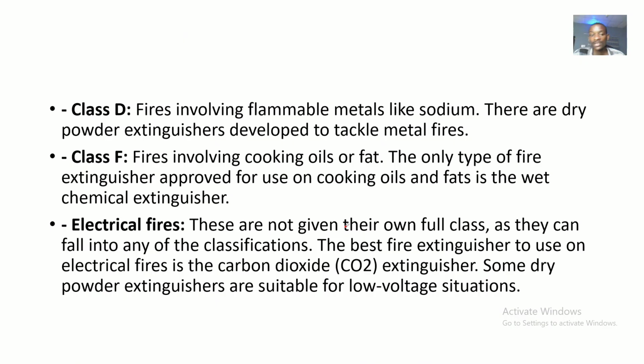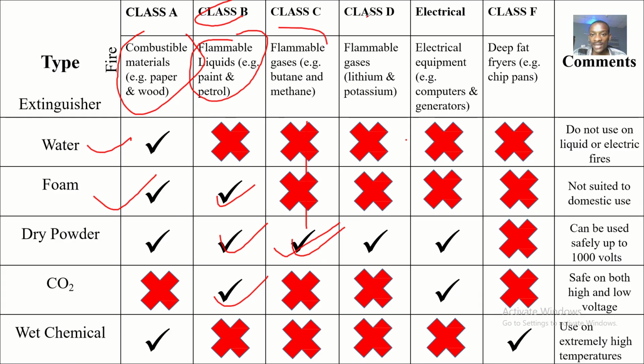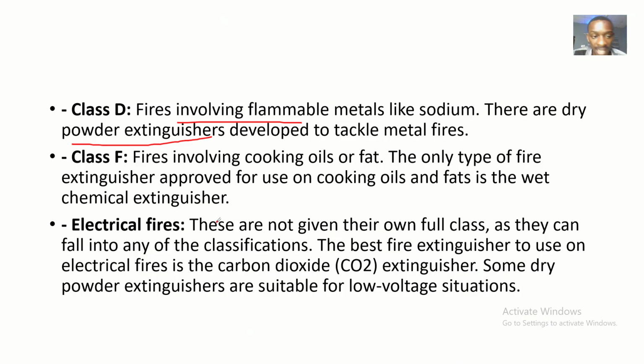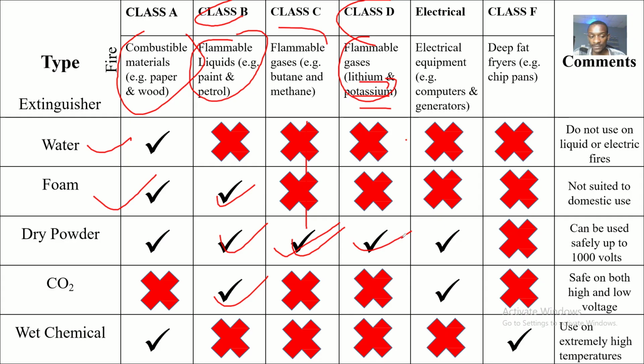So for the class D now, we said that fires involving flammable metals like sodium. Now, there are dry powder extinguishers developed to tackle metal fires, right? Let's see what we have here. Class D, we have flammable metals like lithium, potassium, and sodium too. So the best one for this is powder extinguishers. So for the class F, we got fires involving cooking oils or fats. Now, the only type of extinguisher approved for use on cooking oils and fat is the wet chemical extinguisher, right? So class F is the wet chemical extinguisher.